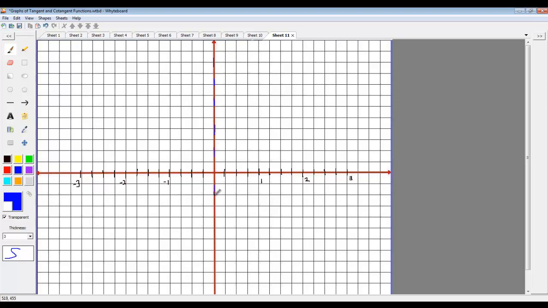Alright, so at 0 we have a vertical asymptote. We have x being undefined there. X equals 0, cotan's undefined. At 2, another vertical asymptote. At -2, another vertical asymptote. We have x-intercepts at 1, 3, -1, -3.